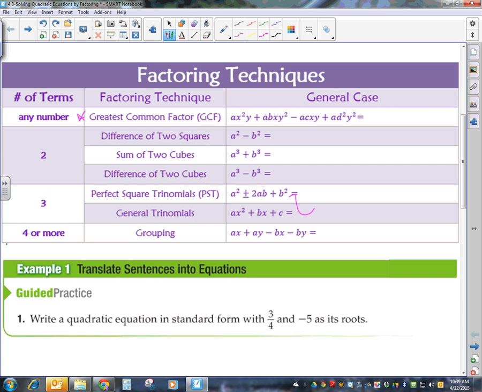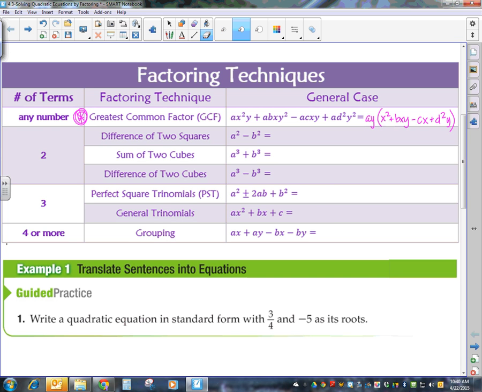First and foremost, the first step that you always want to do in factoring is look for a greatest common factor. So I have four terms here, and I notice that what is in every single one of those terms is a y. So when I factor out a y, I have x squared, and then I have bxy, and then I have minus cx, and then I have plus d squared y. Okay?